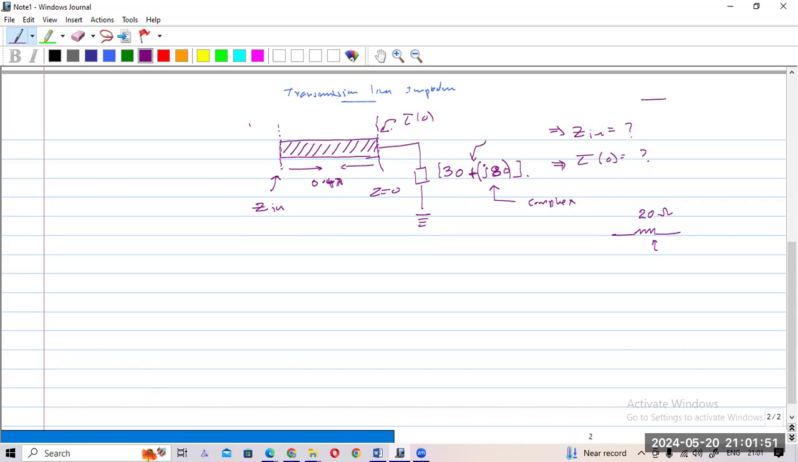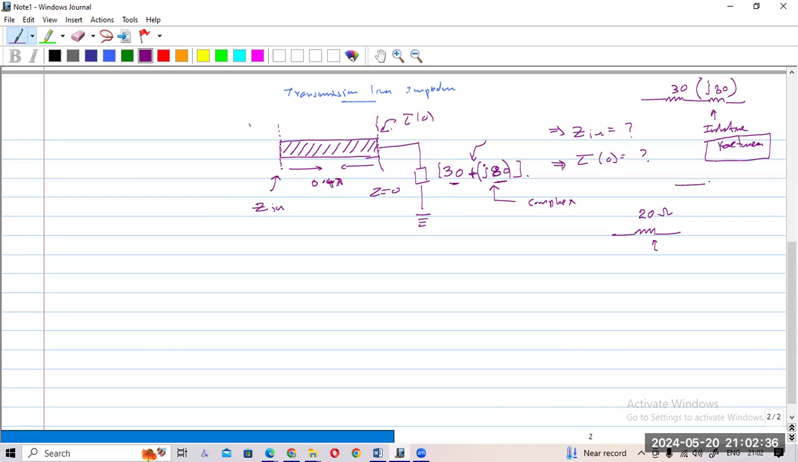That means a resistor connected serially with an inductor. That is 30 plus j80. So this will be 30, and the reactance, which is called inductive reactance, is 80. So it is imaginary. Imaginary resistance is normally referred to as reactance, so this is called inductive reactance.